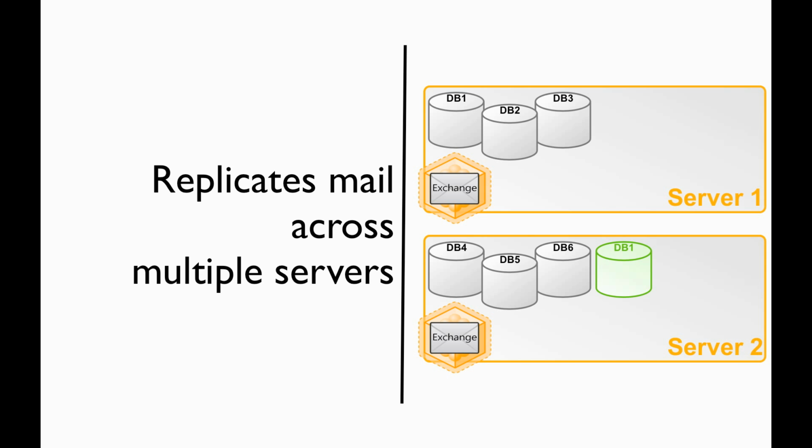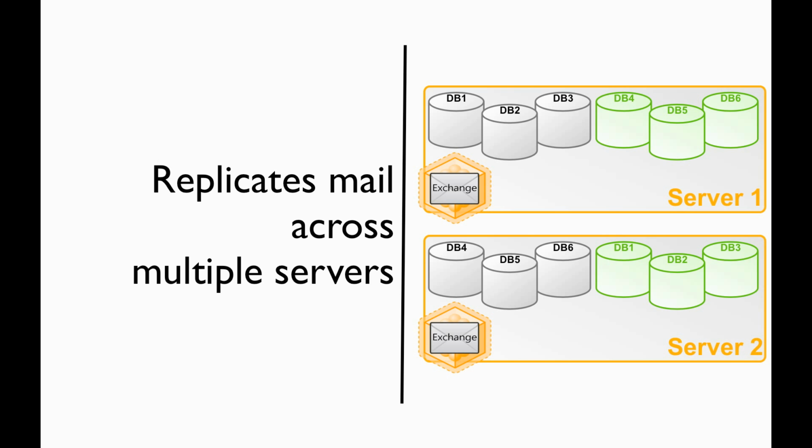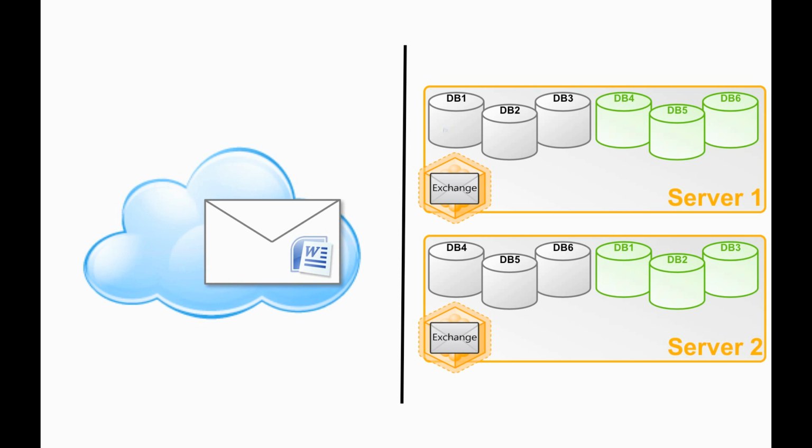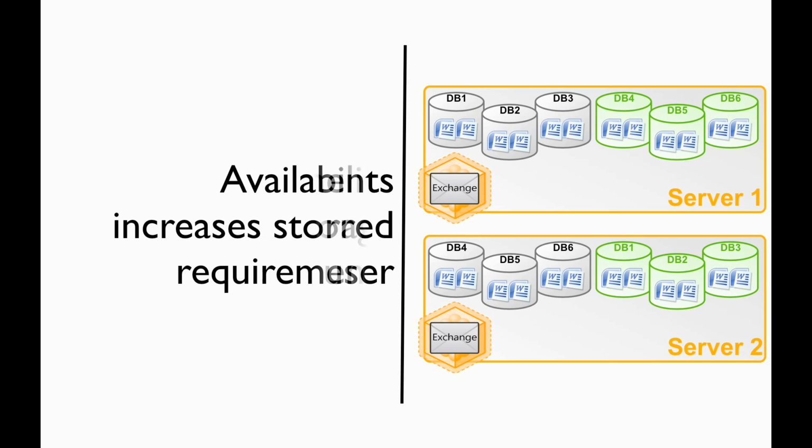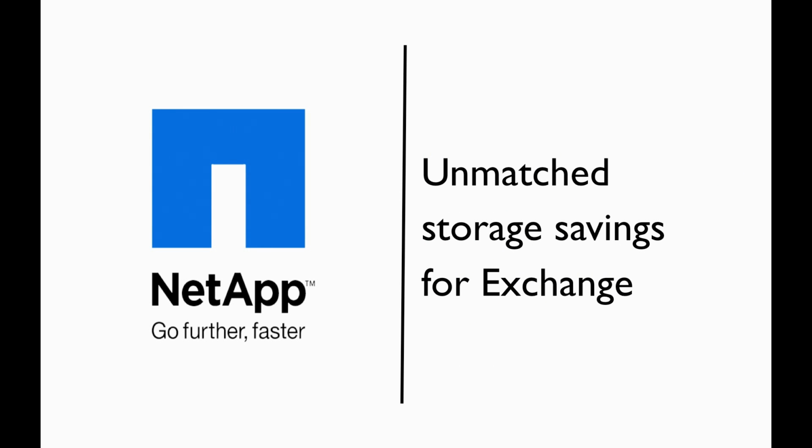Now Exchange Server email databases can have replica copies stored on other Exchange servers. Thus, when email messages are received, they're stored in the production database as well as the replica database. I should also point out that for email attachments, a copy of that attachment is stored for every user who received that email. This means when Exchange Server is deployed with database availability groups on a traditional storage array, the storage footprint can grow considerably. However, this is not necessarily the case when deployed on NetApp.